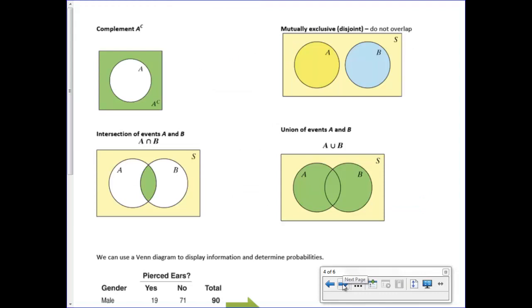Complement of A, A to the C, that says what is not in A. When we talk about the complement of A, it is the outcomes that are not in A. The complement of A, we're talking about all the stuff that would be outside of A, what is not in A. Mutually exclusive, if they do not overlap, that means they cannot occur together, or they have no outcomes in common. If they're mutually exclusive, they have no outcomes in common.